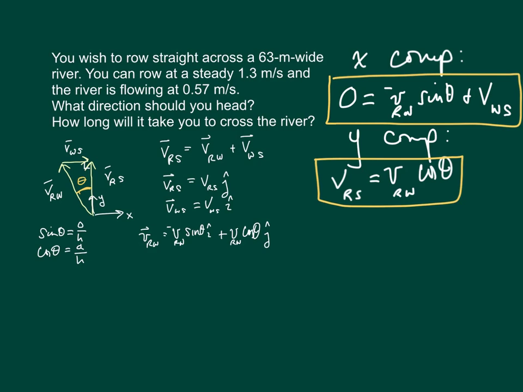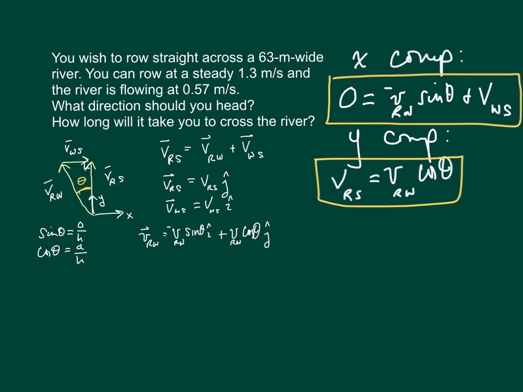Theta is unknown, and our velocity of the rower with respect to the shore is unknown. We do know the velocity of the rower with respect to the water. That's this ability to row at 1.3 meters per second. And we do know the velocity of the water with respect to shore. That's this flow rate of 0.57 meters per second.